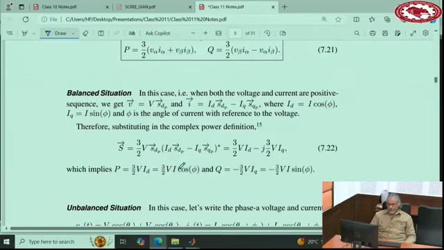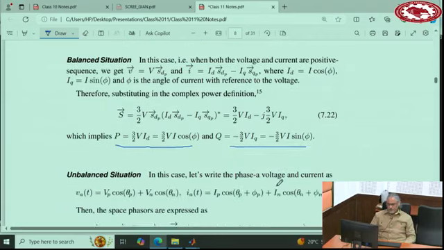Now again, in this domain, if you look at the real power and reactive power, if it's a balanced situation, you get to the same point that we discussed before. For P, you will get 3/2 V into ID, and for Q, negative 3/2 V into IQ.